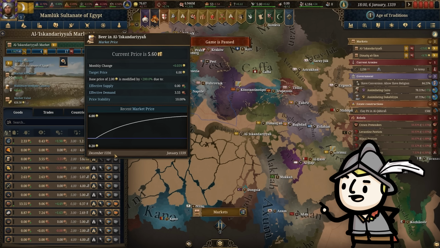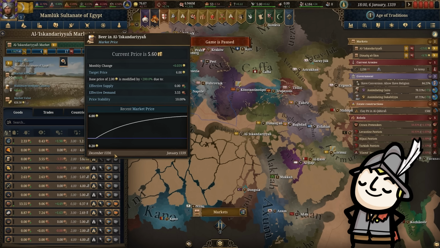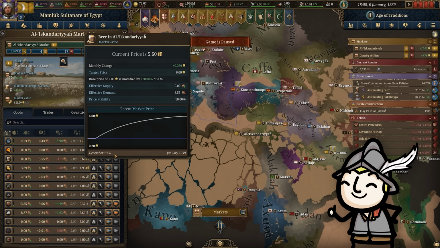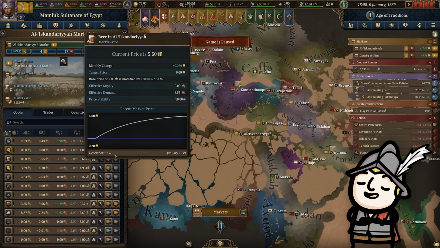It's important to remember that you cannot immediately change the price of a good by flooding a market. Goods have a price equilibrium that they will try to hit, and the actual price will change over time to get to that equilibrium. If you alter the supply or the demand, what you are doing is changing the equilibrium point that the price is trying to reach. It will still change monthly to reach that point.